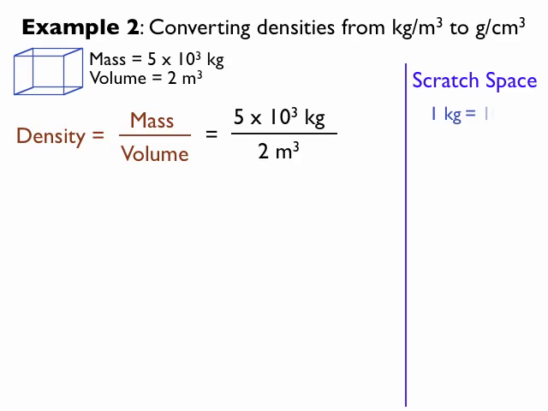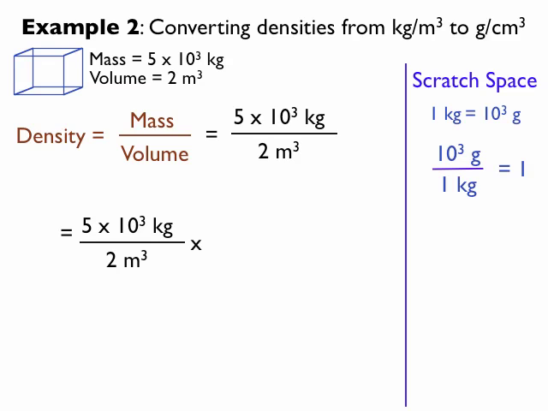In our scratch space, we've written the fact that 1 kilogram is equal to 10 to the third, or 1,000 grams. Dividing both sides by 1 kilogram, we get the conversion that we need, which is 10 to the third grams per kilogram. As always, this is just a special way of writing 1, since 10 to the third grams and 1 kilogram are the same thing. We now rewrite our result from the previous line and multiply by this conversion.